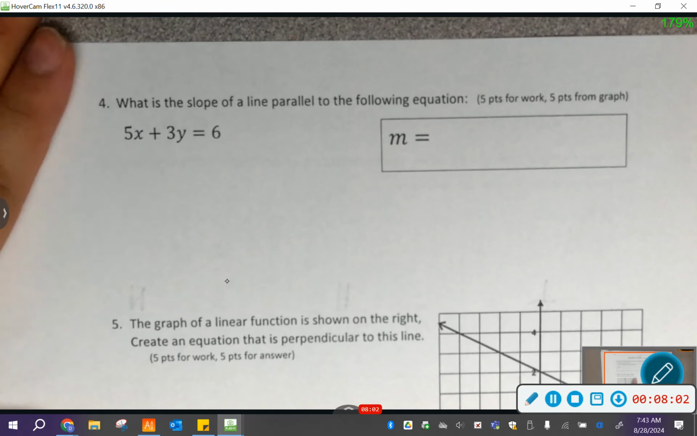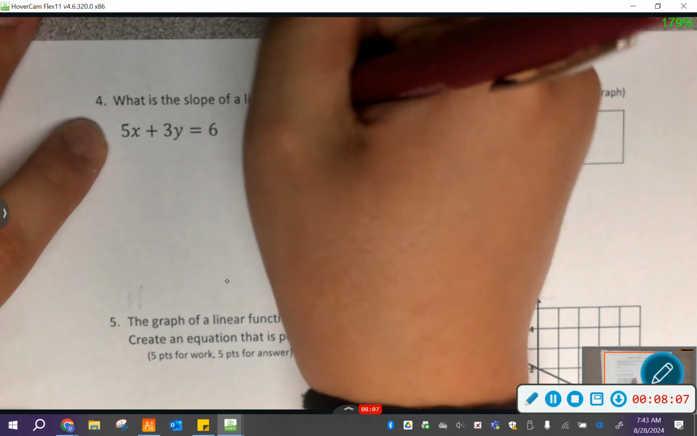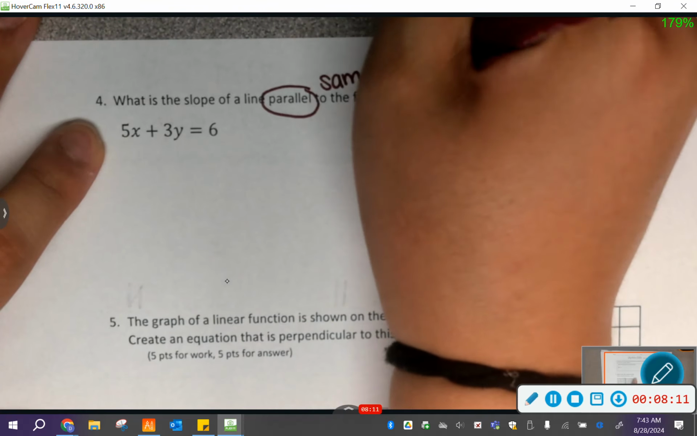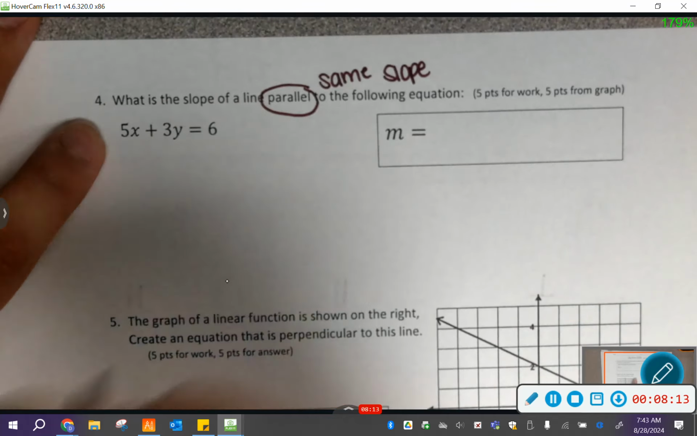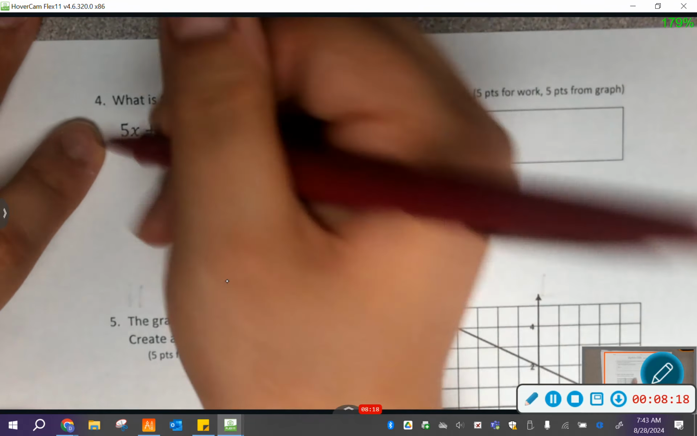Y'all did pretty good on number 4. I wanted the slope of the line parallel. What does parallel mean? Same slope. So I need to get y by itself. What do I do again?